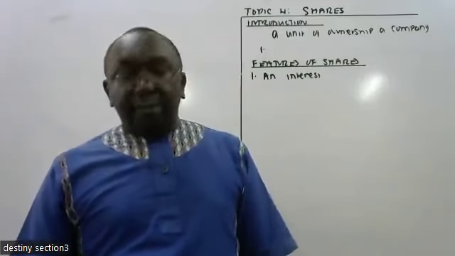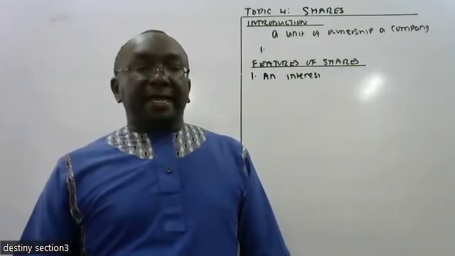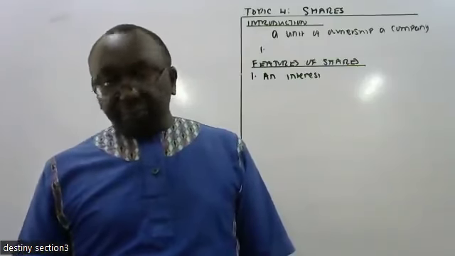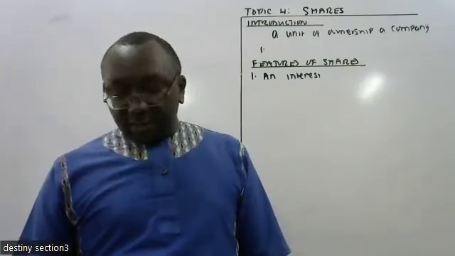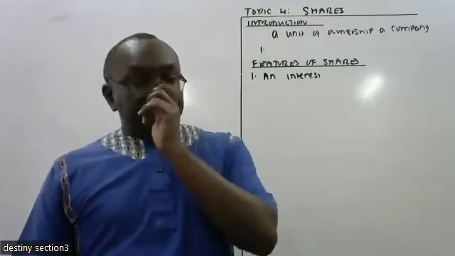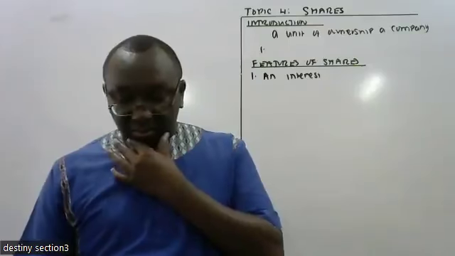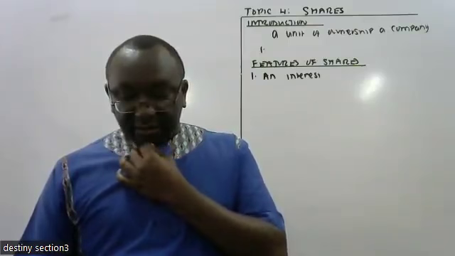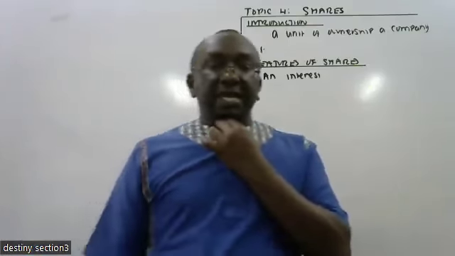Another one is transferable and heritable. Another one is movable property. Another one is must be numbered.